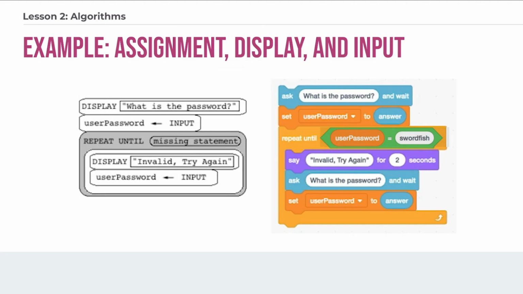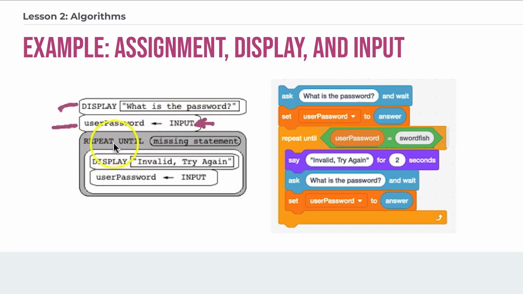So what we're looking at here would be an example of the first section that we looked at, the assignment, display, and input. And so you can see a few of the things that we looked at. We looked at this display instruction. Hopefully you recognize this as an assignment where we have a variable called user password, and we are assigning it a value that is coming from user input. Okay, so it's not expression now, the expression is input.